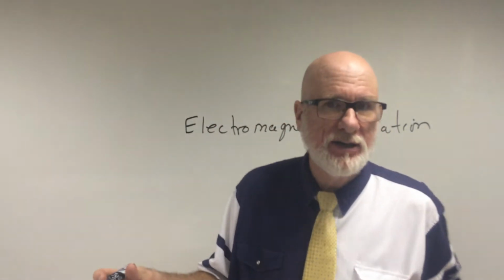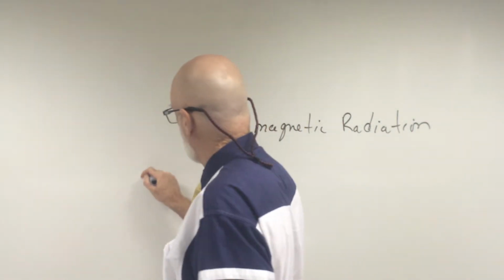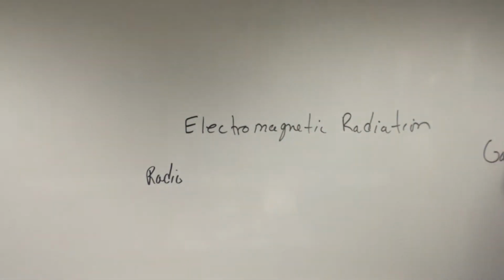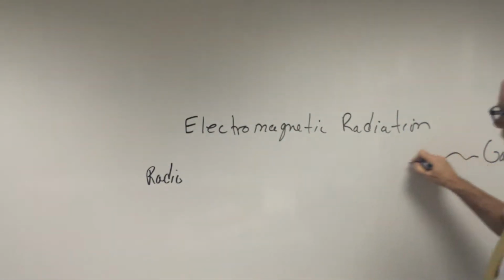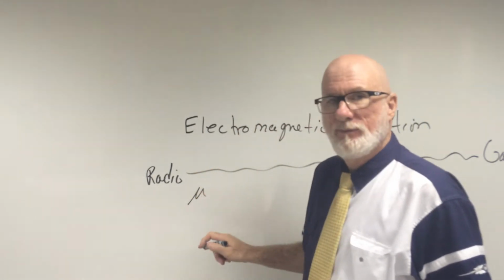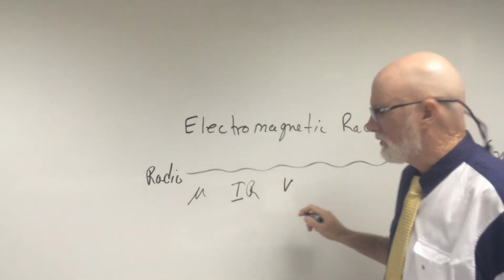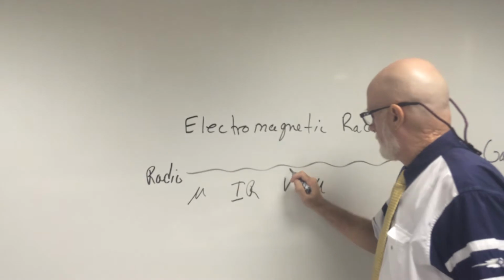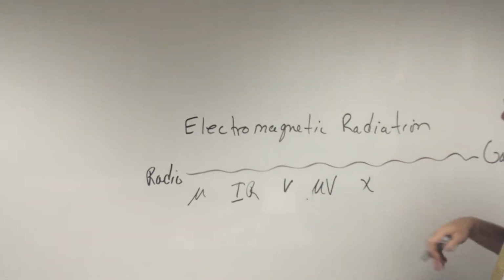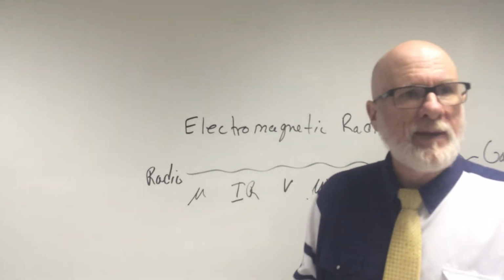For instance, the sun will give us all the different types of energies, from radio waves to gamma rays, and everything in between. Micro, infrared, visible, UV, X-rays, and everything in between. And that's what it's called.